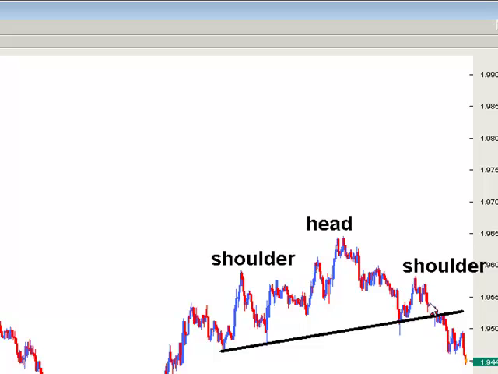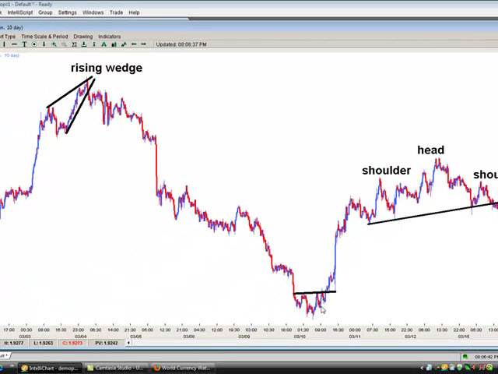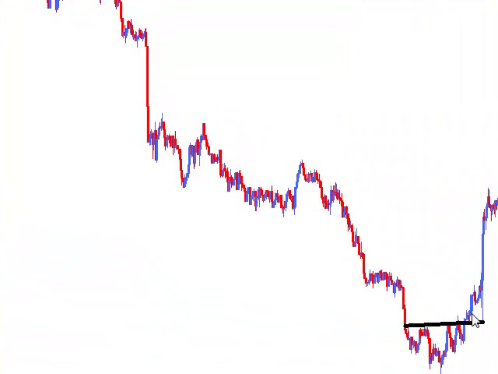Now this pattern is not valid and is not to be acted upon until it breaks this line right here, which is called the neckline, and it just connects the lows there. And so once it breaks and closes below, then you can short, and the pair heads on down thereafter. And you can see an example of this has already started to happen here on this Euro New Zealand 15-minute chart.